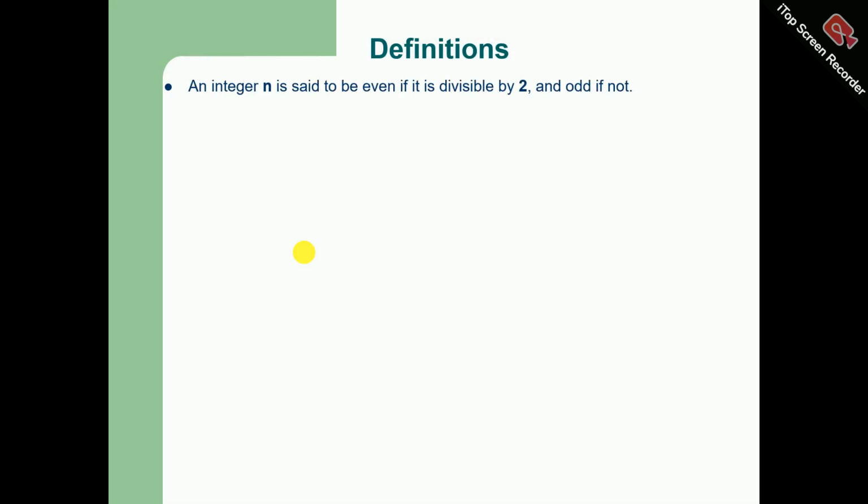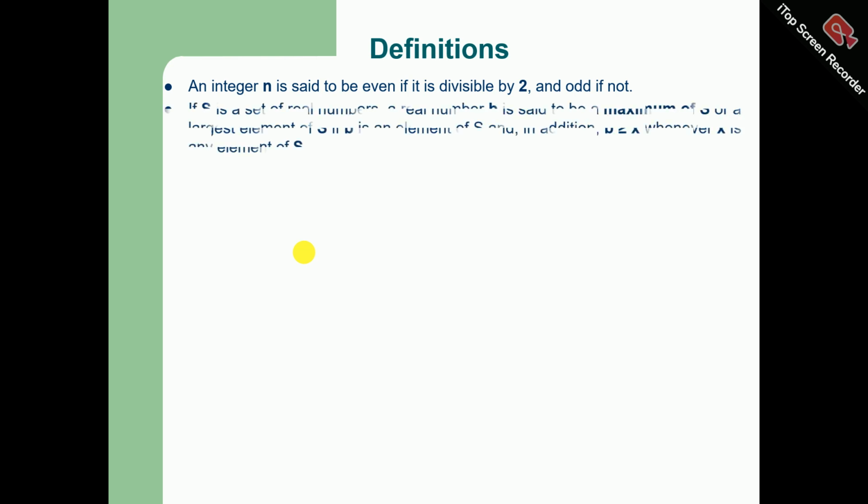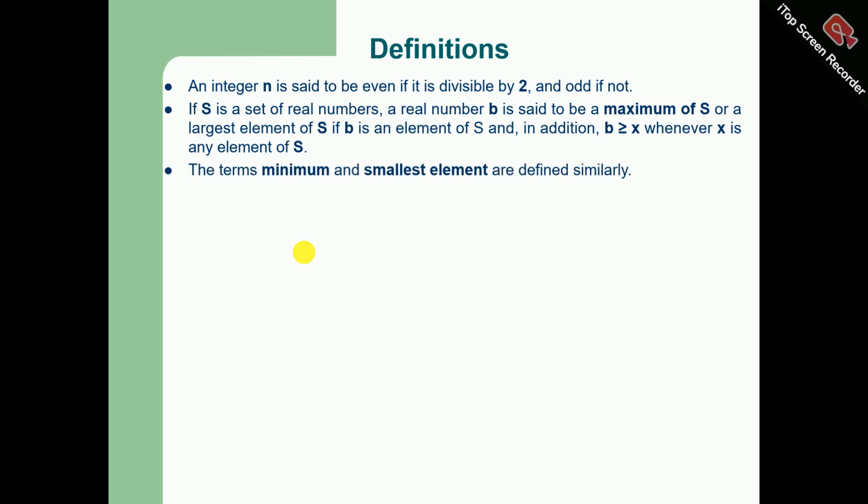An integer n is said to be even if it is divisible by 2, and it is said to be odd if it is not divisible by 2. If S is a set of real numbers, a real number B is said to be a maximum of S or a largest element of S if B is an element of S and, in addition, B is greater than or equal to X whenever X is any element of S. The terms minimum and smallest element are defined similarly.